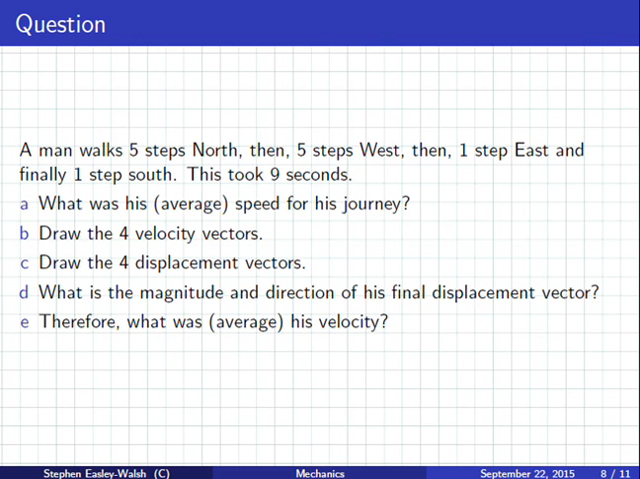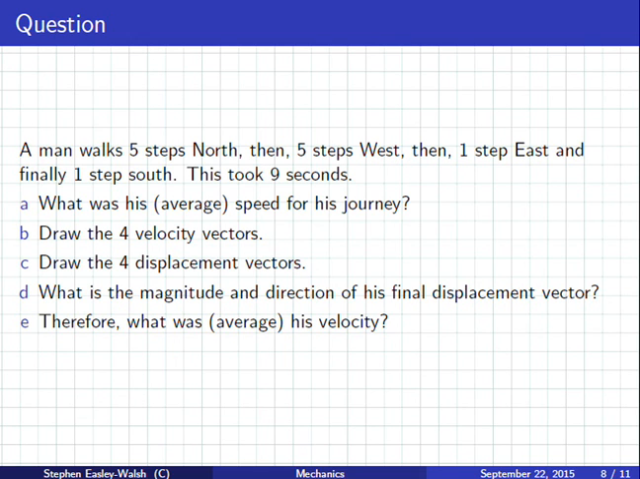Last part is what is the magnitude and direction? What was his average velocity? Can I have a calculator, please? Actually, here. Is average velocity. Average. Yeah, but don't worry too much about the word average. That's why I put it in brackets.